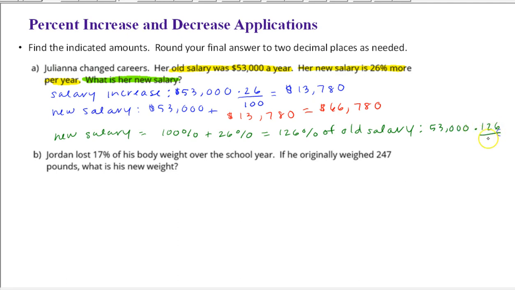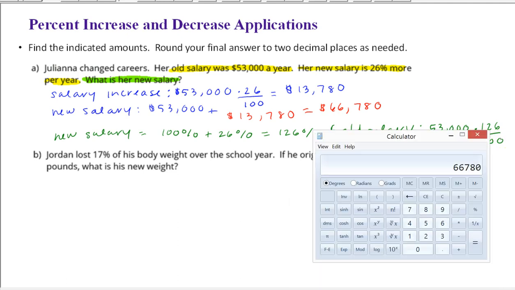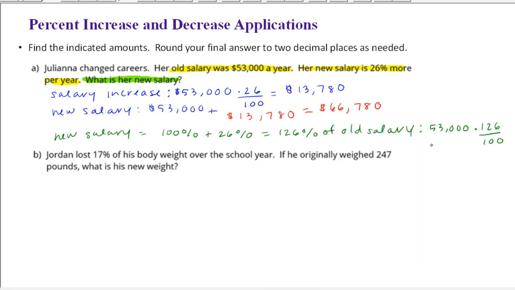Well, that's 126 over 100. So 53,000 times 126 divided by 100. And notice we get the same result, 66,780. Okay, so 2 ways to do the same problem. And this way is a little bit more streamlined. Okay, you can just add the percentages first, which is easy because they're usually whole number percentages, and just do the one computation at the end. So let's try the next one this way.